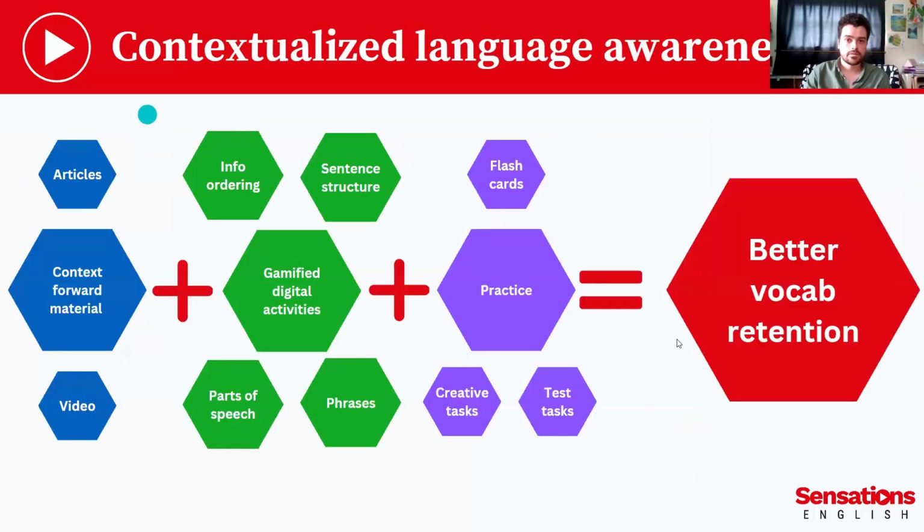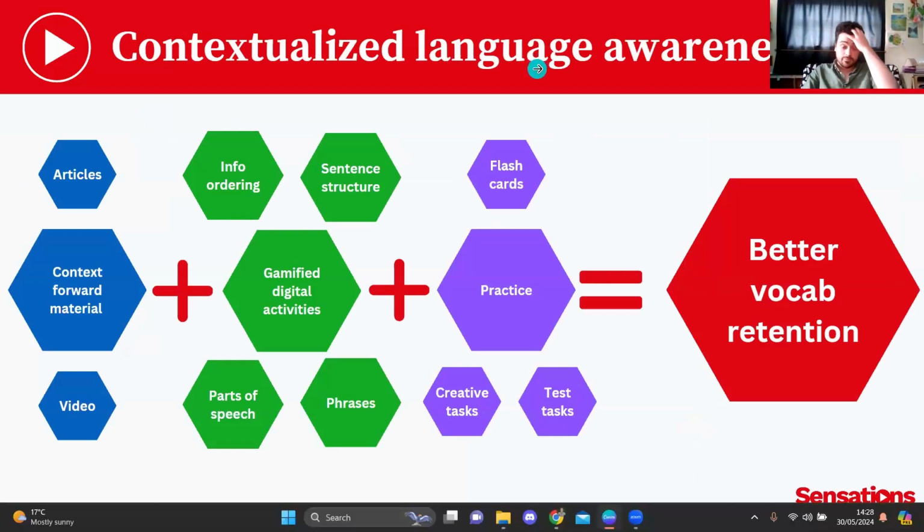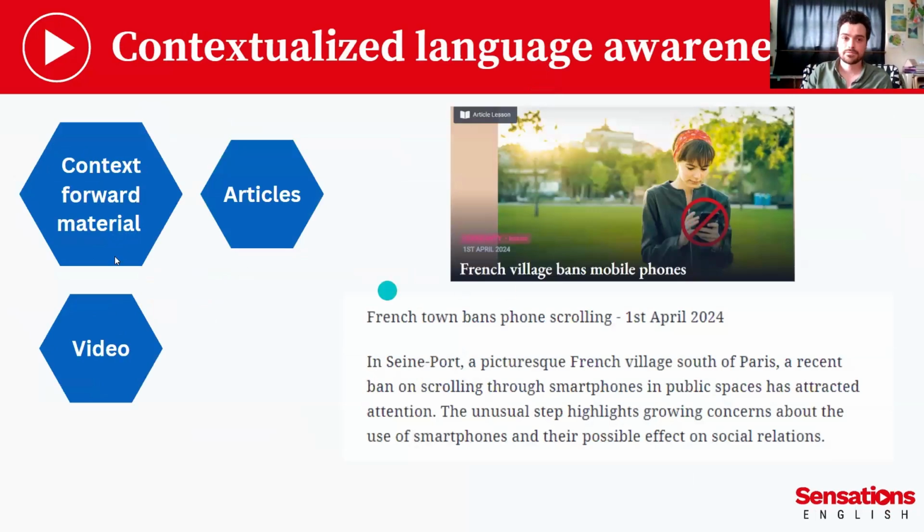Okay, so for contextual language awareness, this is my idea. We're going to do a little bit of math of how this works. You have the context forward material from digital resources, plus gamified digital activities, plus practice to help gain better vocab retention. Okay. So context forward material, we've done it. Video and articles. Okay. You've got a great picture, a great title. You know what the topic of the thing is beforehand, and you might even have some ideas of what it's going to talk about before it happens.